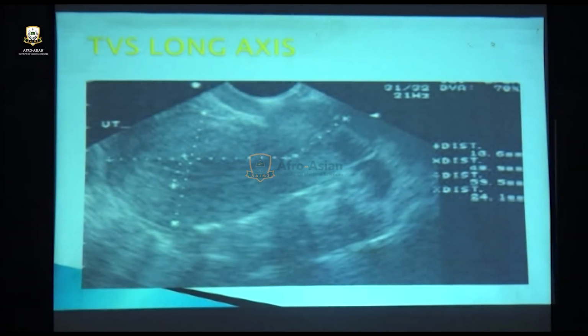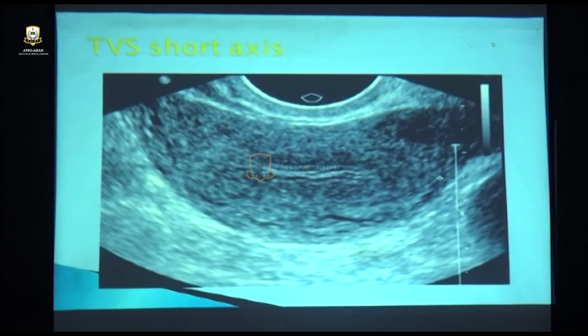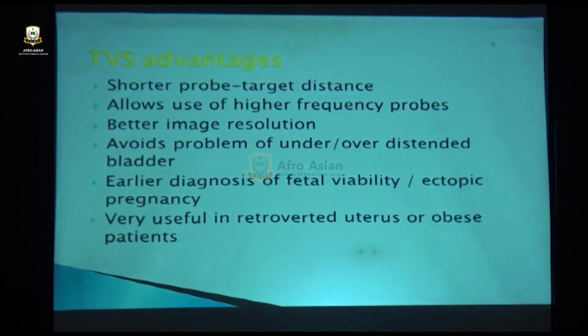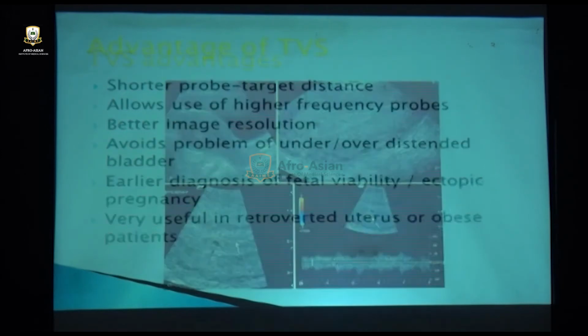On TVS long axis, ये इस तरह का uterus नजर आएगा, and what the differentiation is that you are closer to the uterus, so you can pick up small pathologies. This is the transverse, you are closer, you can pick up small pathologies. TVS advantages are short probe target distance, allowing use of higher frequency probes, better image resolution, and avoiding problems of under or over distension of the urinary bladder. You don't need to have a full urinary bladder. Rather, you ask the patient to pass the urine, empty the bladder, and then TVS is done.